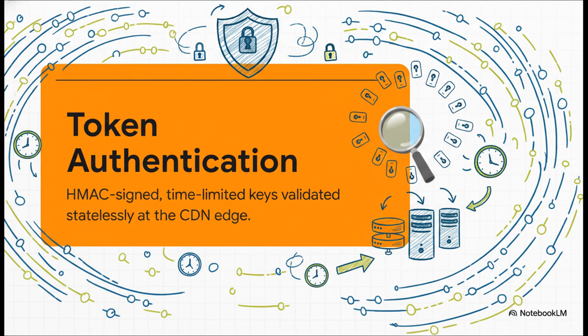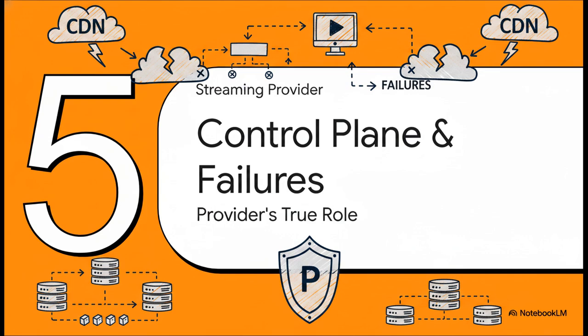We use HMAC-signed, time-limited security keys. This way, the validation happens statelessly, right out at the furthest CDN edge, far away from our fragile core infrastructure. Which transitions us nicely to Section 5, Control Plane and Failures.